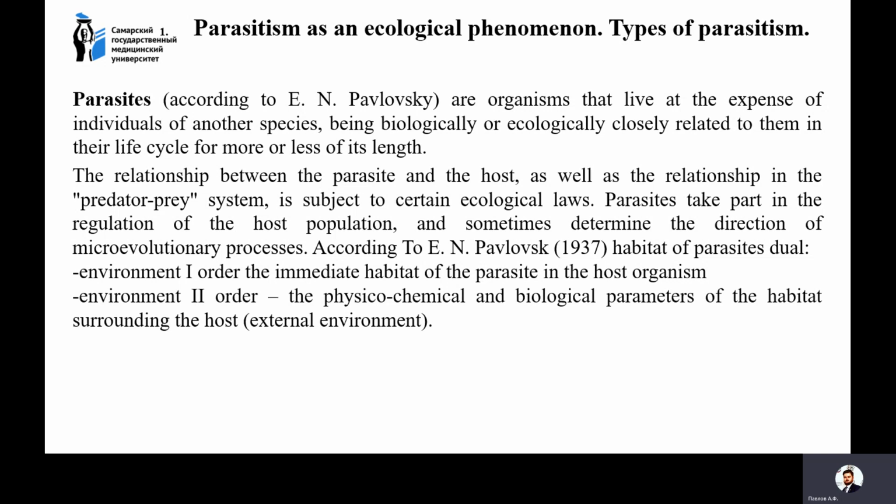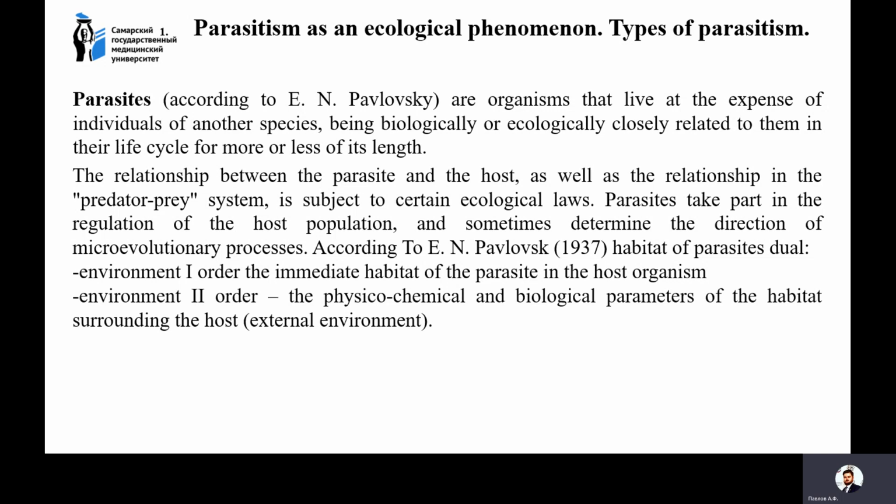Parasites, according to Pavlovsky, are organisms that live at the expense of individuals of another species, being biologically or ecologically closely related to them in their life cycle for a longer or shorter time. The relationship between the parasite and the host, as well as the relationship in the predator-prey system, is subject to certain ecological laws.